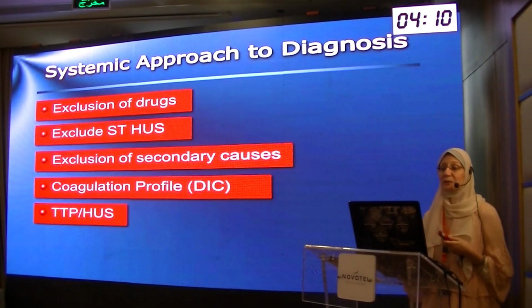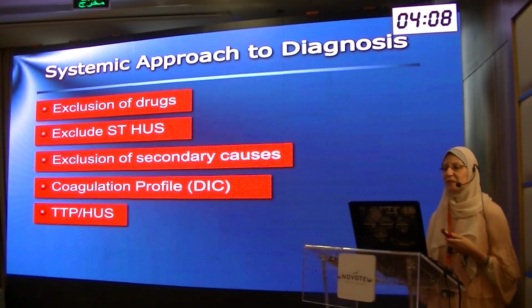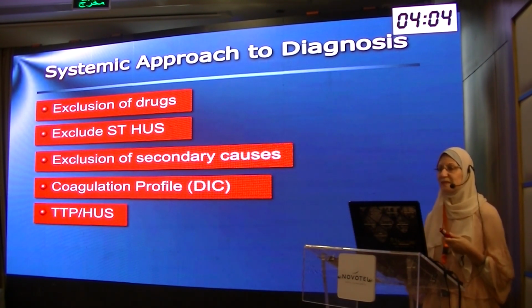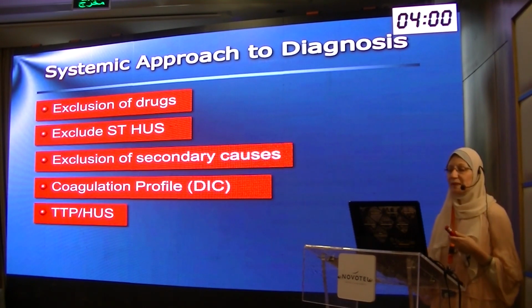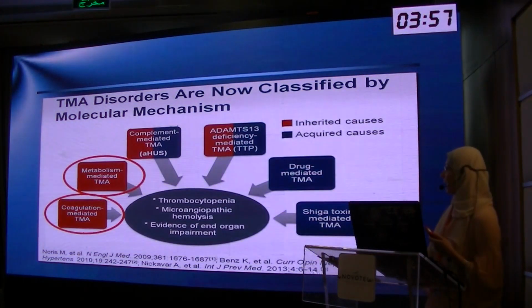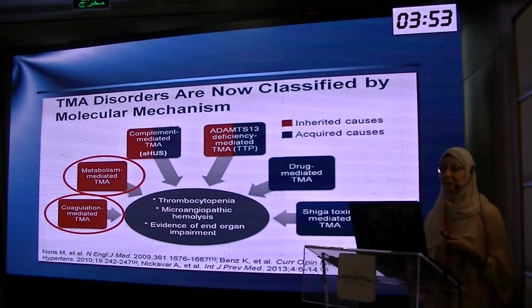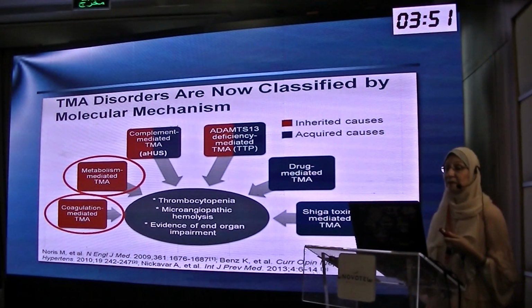And now you have excluded the drugs, the Shiga toxin HS, and the secondary causes from the history and investigations. You excluded DIC, and you went to differentiate between TTP and HS. So what is really left is the inherited causes, metabolism-mediated and coagulation-mediated TMA.